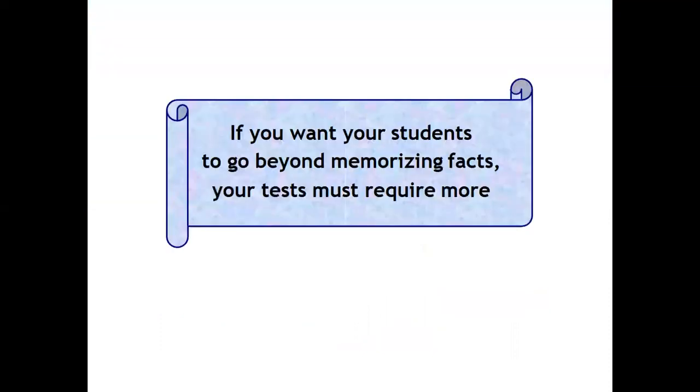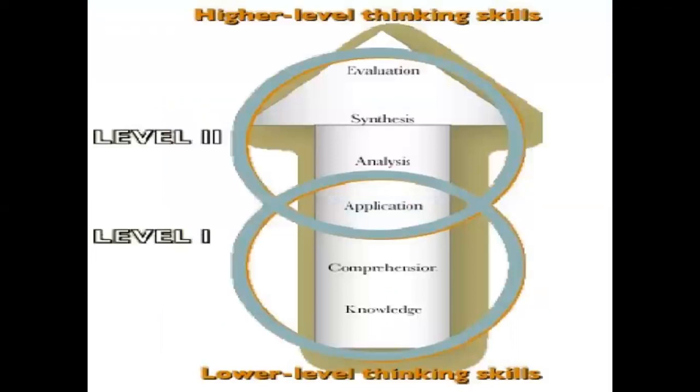Rule number 2. If you want your students to go beyond memorizing facts, your test must require more. That means when you are constructing a test, a bunch of MCQs, you should have questions relevant to different levels. We have discussed the different levels in Bloom's taxonomy. There are 6 subdomains of Bloom's cognitive domain: knowledge, comprehension, application, analysis, synthesis, and evaluation. This is the old version. In the new version, synthesis is on the top, and evaluation is second last.